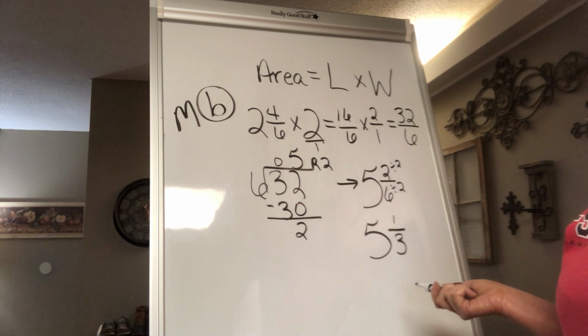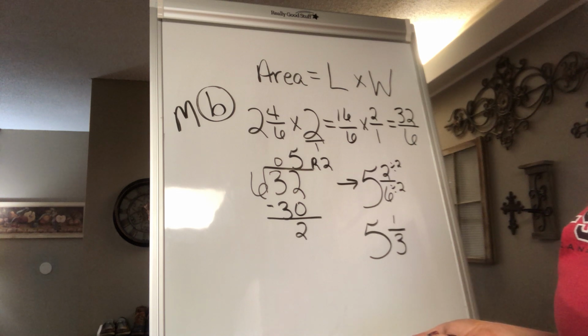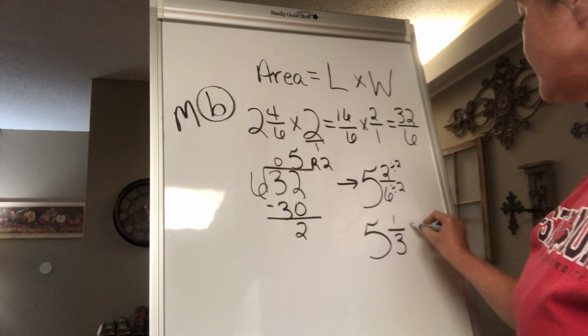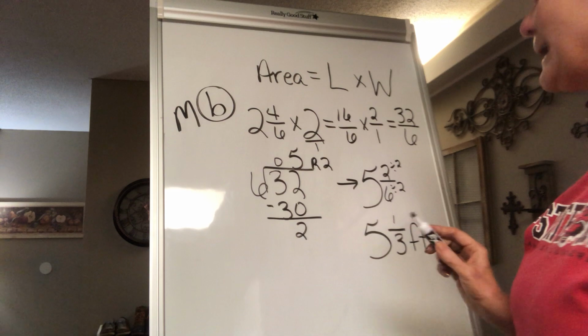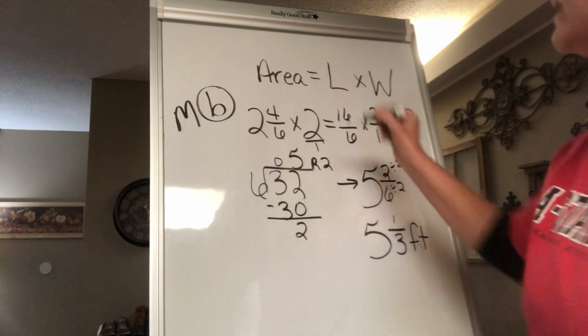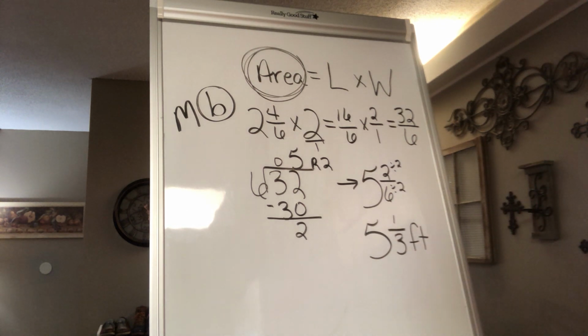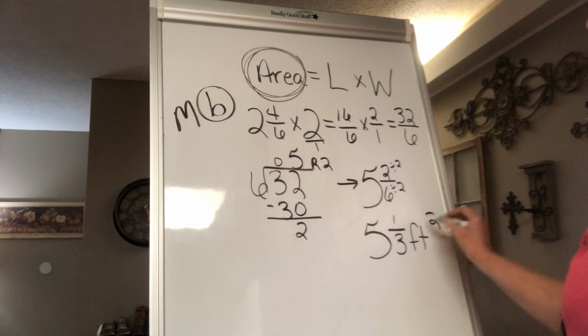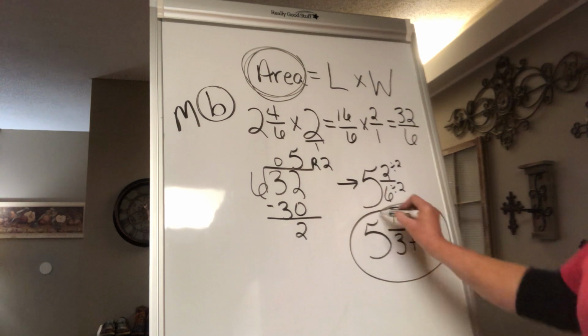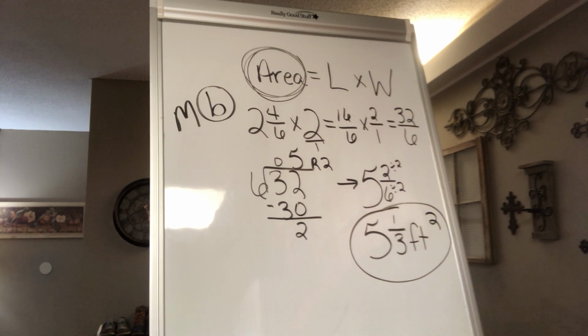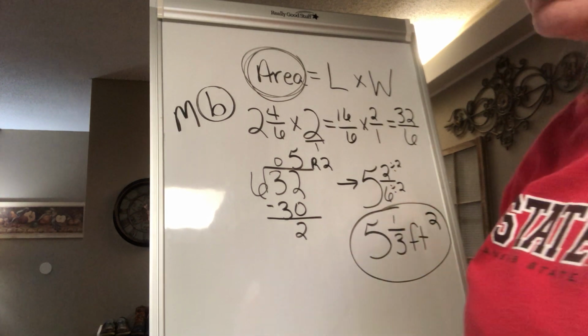But your answer's not finished yet. It's 5 1/3 what? Okay, we were dealing in feet. And don't forget, if we're dealing in area, area is always squared. So your final answer would be 5 1/3 feet squared.